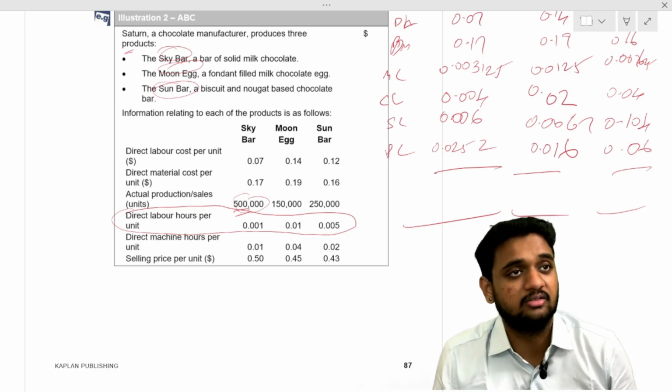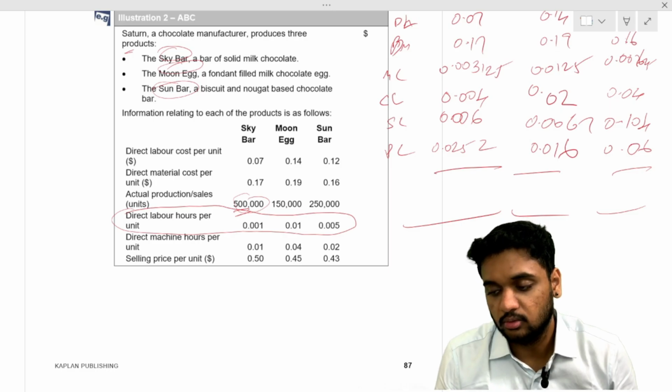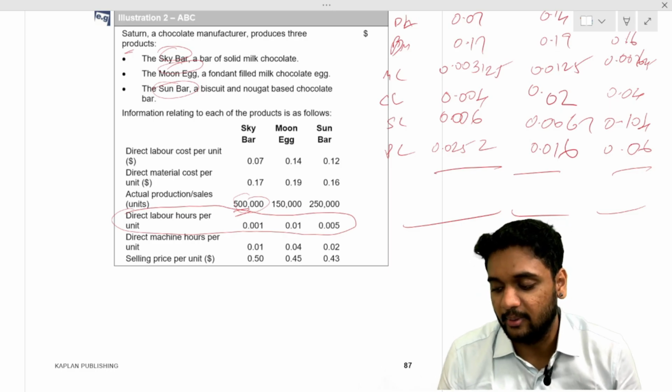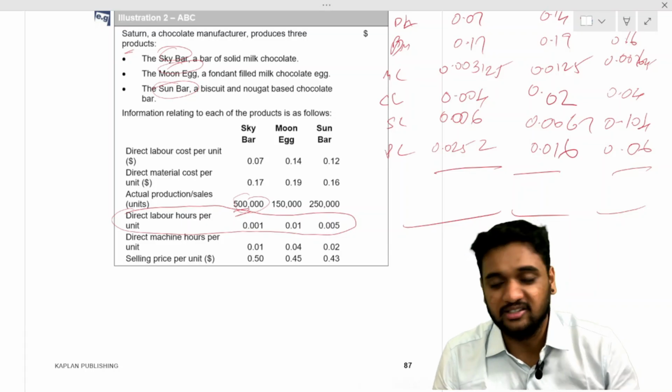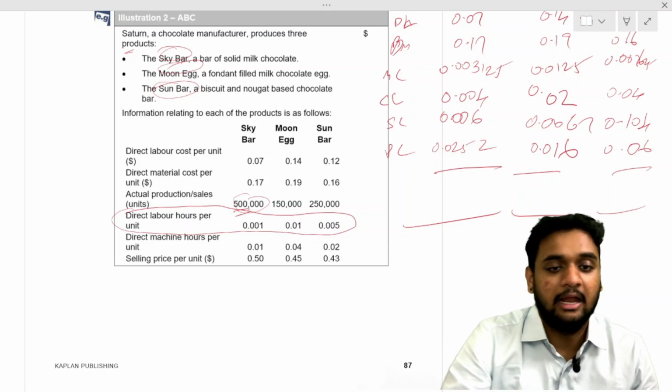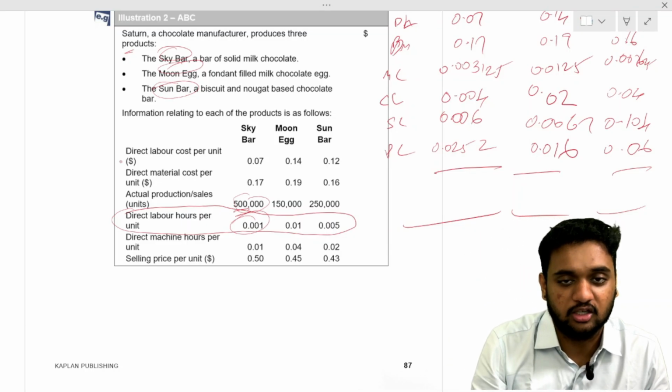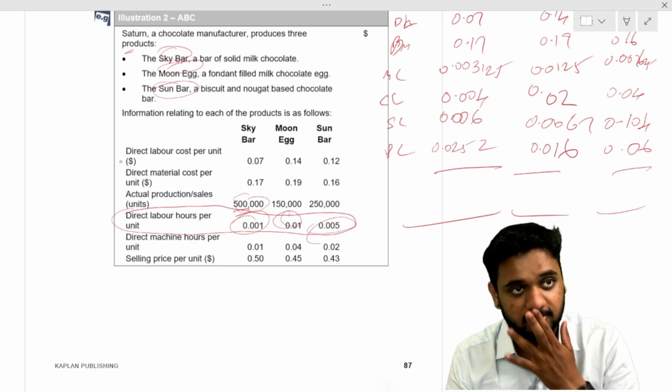What is the total number of labor hours? 3,250. Yeah. 80,000 divided by 3,250, you will get 24.6153 whatever per labor hour. Into 0.001, if you do, you will get the cost for this. Into 0.01, you will get the cost for this. Into 0.005, you will get the cost for this. Understood?